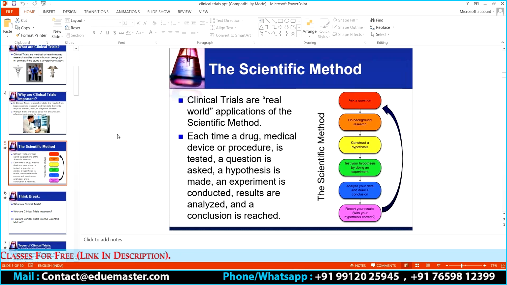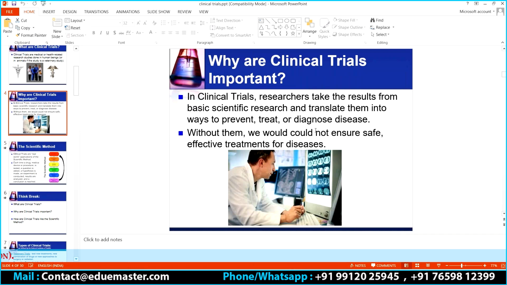All right. So what is the scientific method? Because if you see the previous slide, the first point I haven't discussed; I just carried on with the second one, because why it is important, I concentrated on that. But prior to that, in clinical trials, the researchers, the R&D department, research and development department, take all the results from the basic scientific research and then translate them into different ways to prevent or to treat or to diagnose the disease, right?